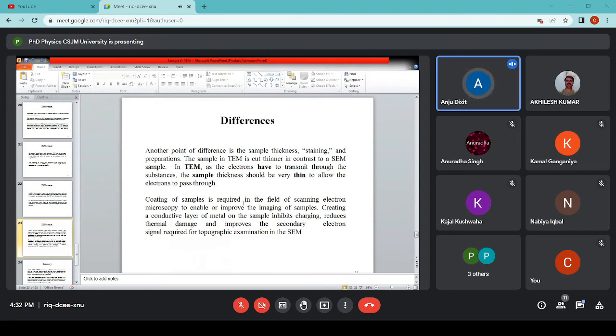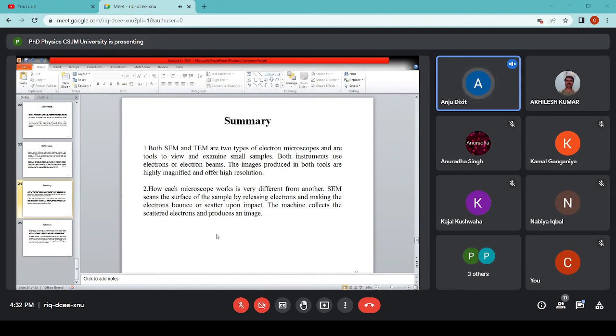Coating of sample is required in the field of scanning electron microscopy to enable or improve the imaging of samples. Creating a conducting layer of metal on the sample inhibits charging, reduces thermal damage and improves the secondary electron signal required for topographic examination in the SEM. That is why we have to make sample conductive in case of scanning electron microscopy.